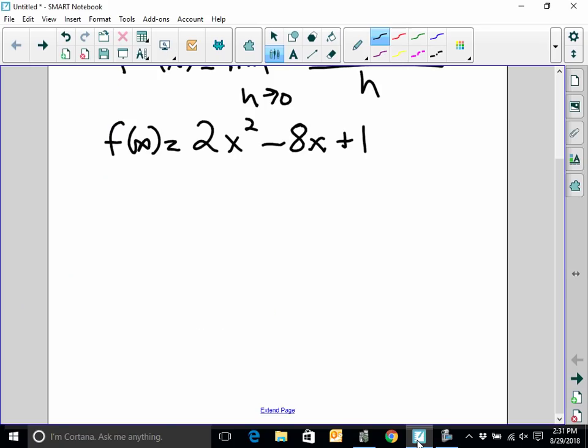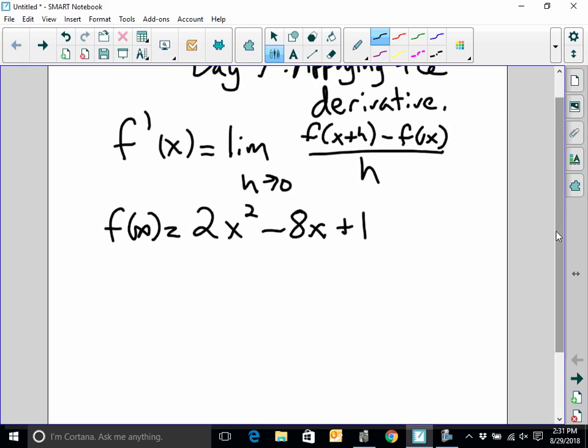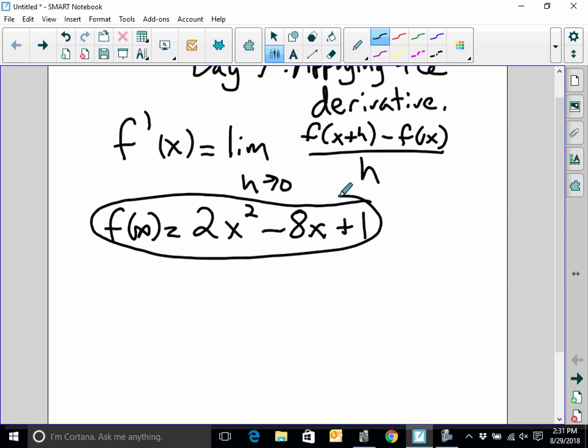Okay, to apply the limit definition of a derivative, I need 3 things. I need to consider f of x plus h, I need to consider f of x, and I need to consider h. Now h is the easiest to work with because we're just going to let h be 0. F of x we already have right here. The one that I don't have an expression for is f of x plus h. So let's go ahead and write down what f of x plus h would be.